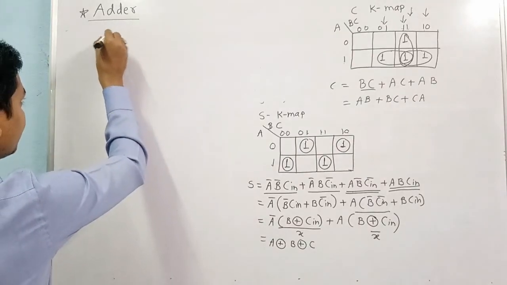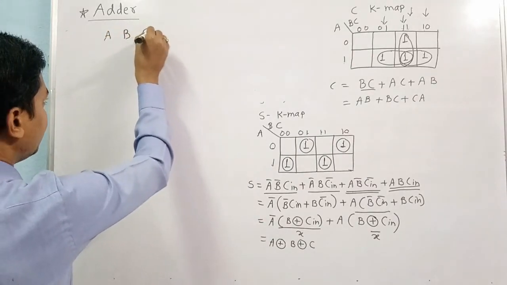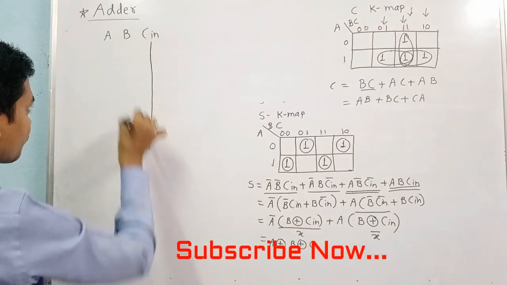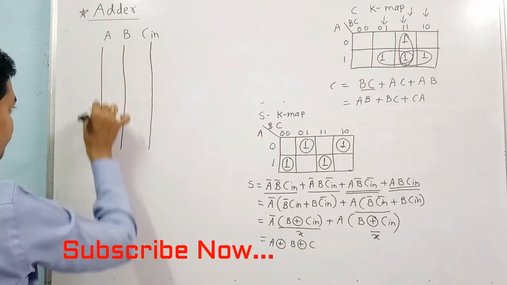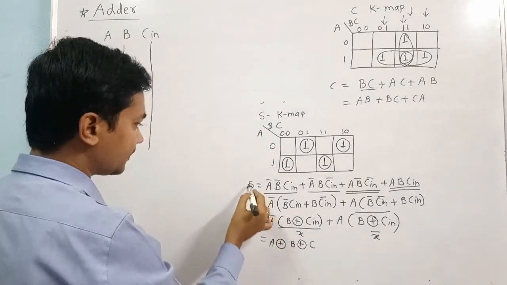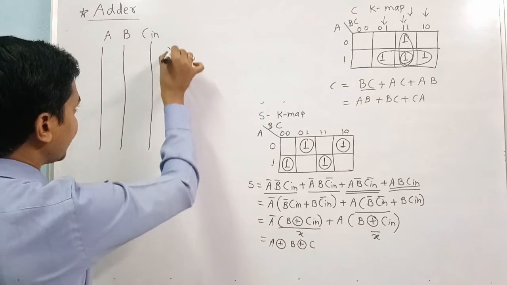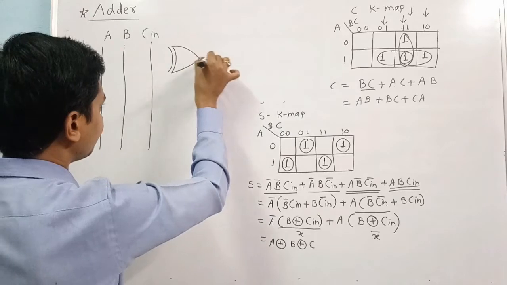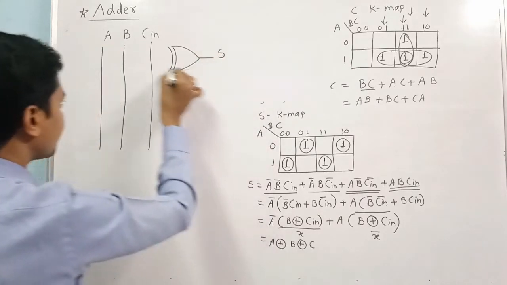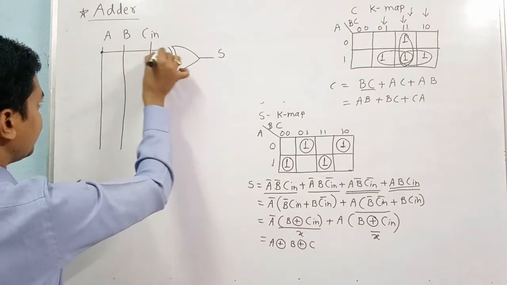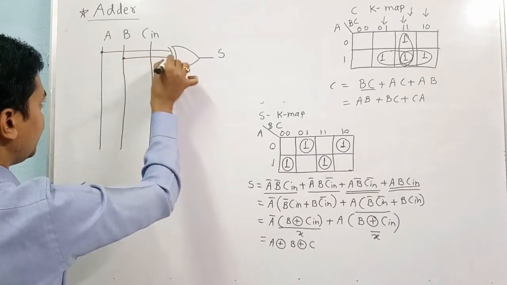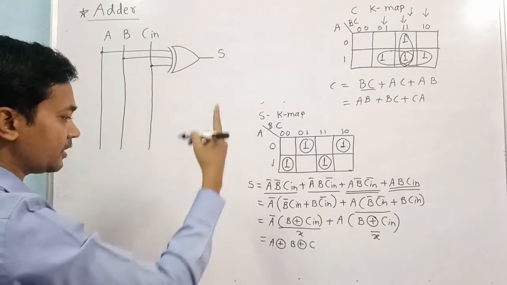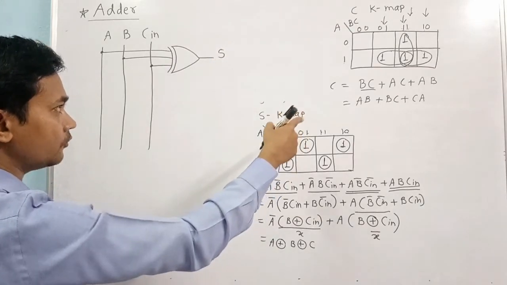So we have A input, B input and C in. Now to obtain the sum, we have to perform XOR operation of A, B, C. So here we will get the summation, the XORing of A with B with C.